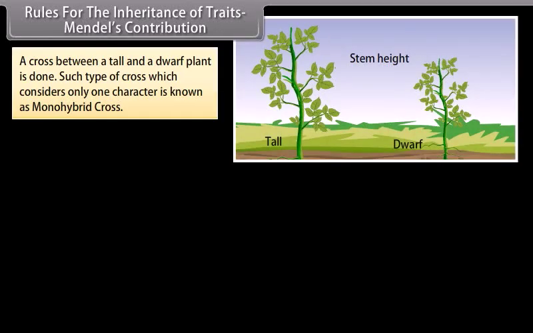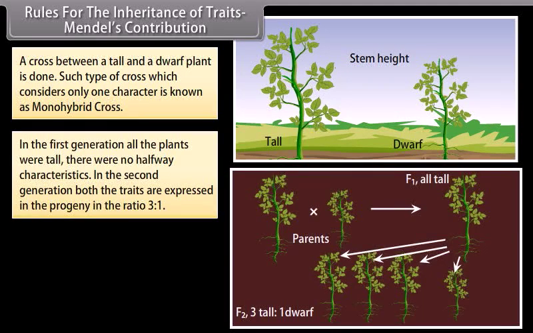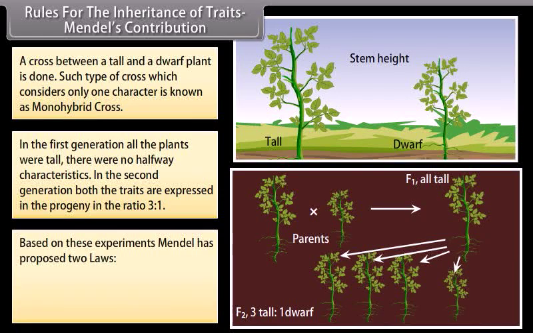A cross between a tall and a dwarf plant is done. Such type of cross which considers only one character is known as monohybrid cross. In the first generation, all the plants were tall. There were no halfway characteristics. In the second generation, both the traits are expressed in a progeny in the ratio 3:1. Based on these experiments, Mendel proposed two laws: law of dominance, law of segregation.